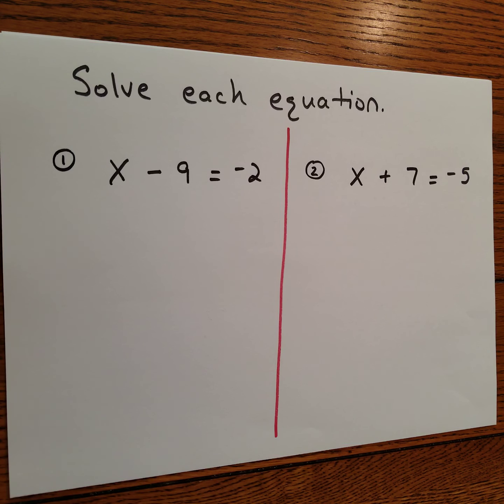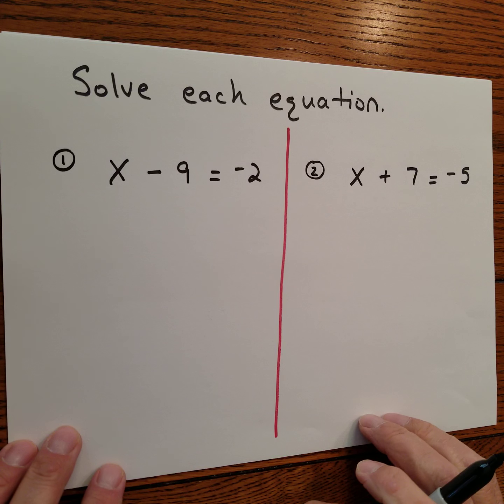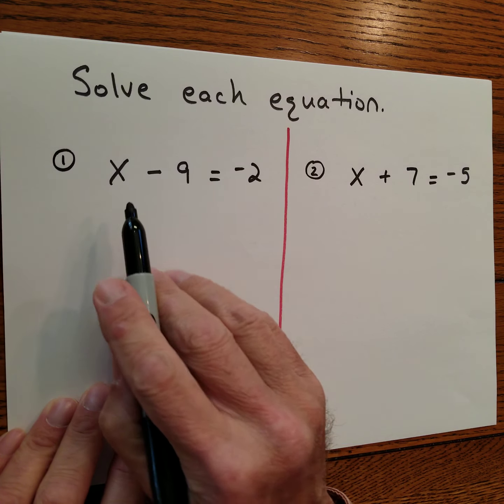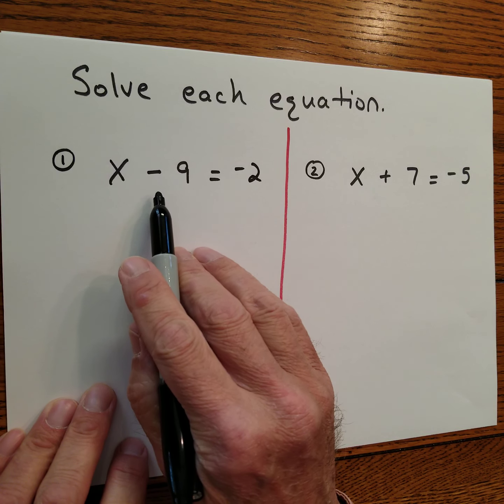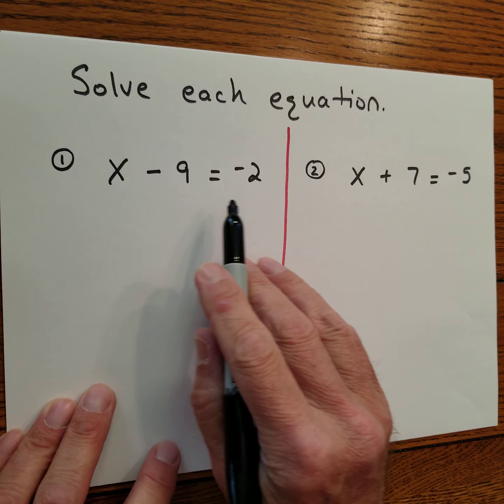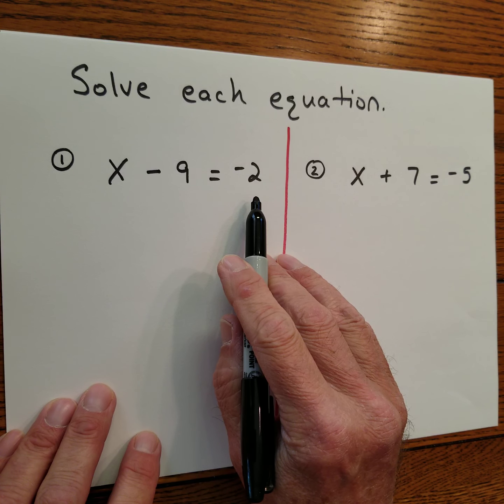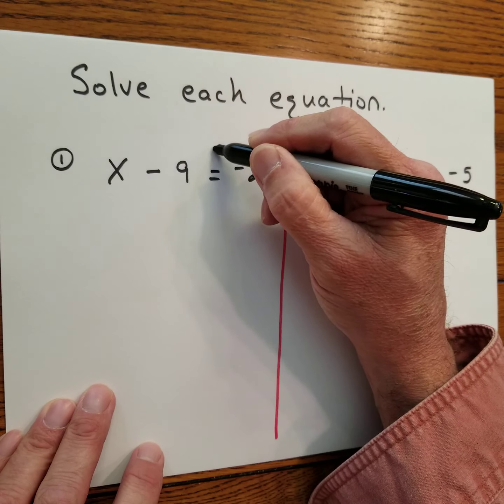The equations that we did in the last lesson were one-step equations. Let's practice some of those now. Look at number 1. Can you think of a number that you can subtract 9 from and end up with -2? Here's how you'd show your work.